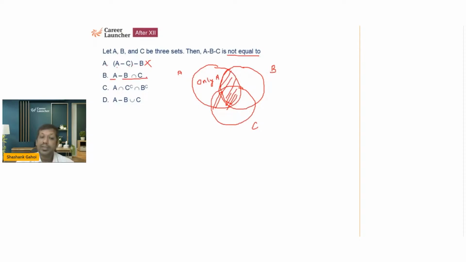A minus B intersection C. So B intersection C is this much. So from A, if I remove this part, this part and this part are still left out. So it means this is definitely not equal to this. So the answer of this question is directly going to be option B.